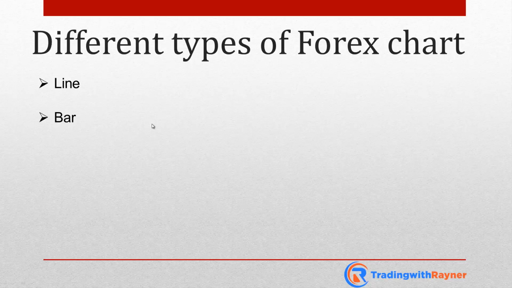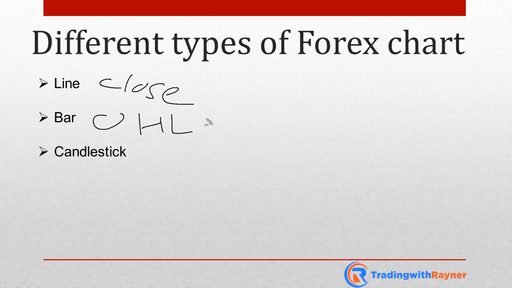Another one is what we call a candlestick chart. It also takes into consideration the open, high, low, and close, but it comes with color. It colors the body compared to the bar chart. So just a quick recap: a line chart takes into consideration the close. The bar is open, high, low, and close. And the candlestick is open, high, low, close, plus the color of the body, which is something that the bar chart doesn't have.